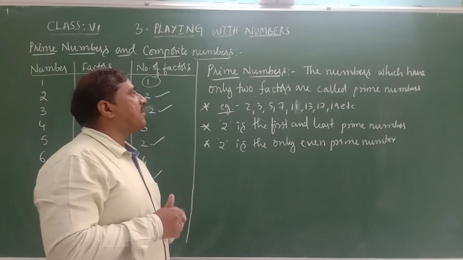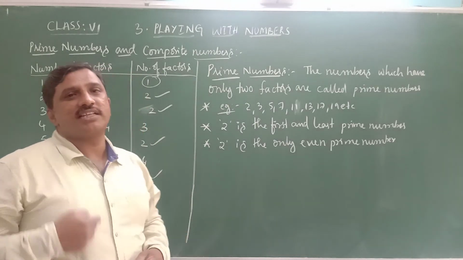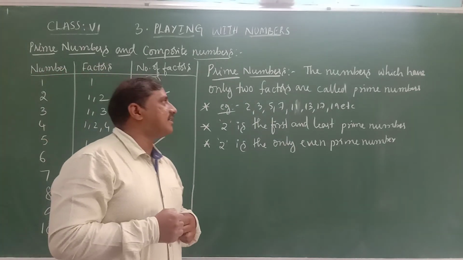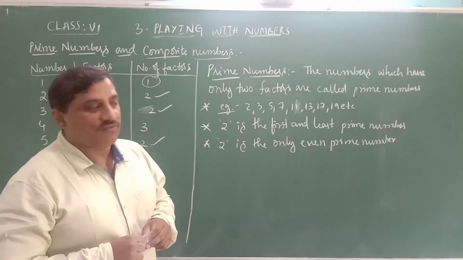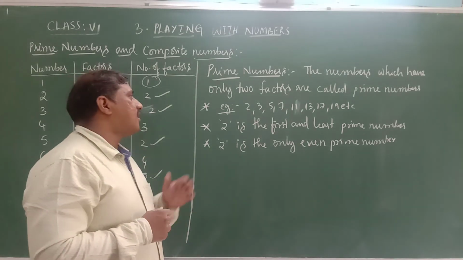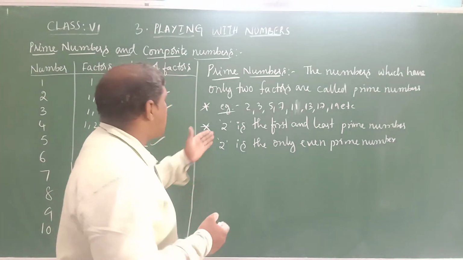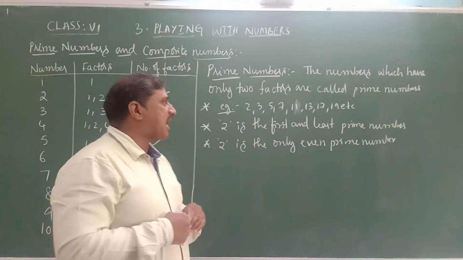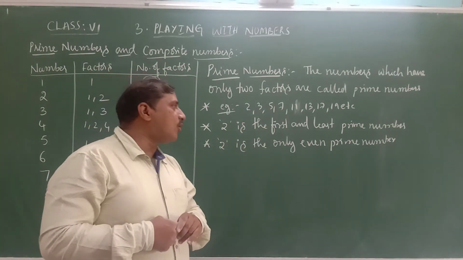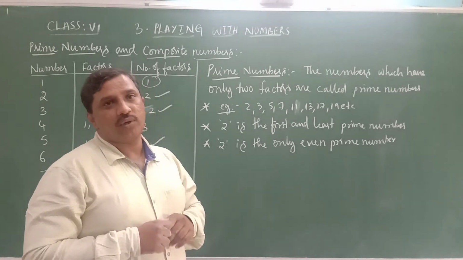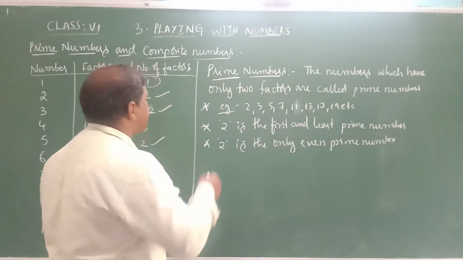So what are prime numbers? Prime numbers are the numbers which have only 2 factors, that is 1 and itself. 2, 3, 5, 7, 11, 13, 17 and etc. So 2 is the first and the least prime number. 2 is the only even prime number.